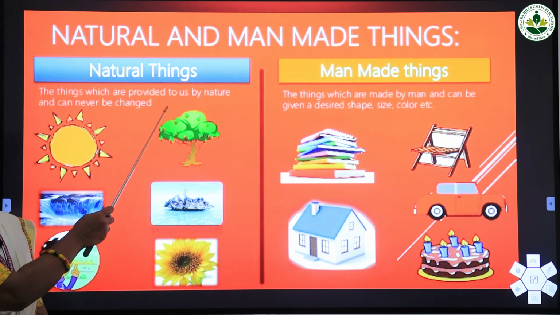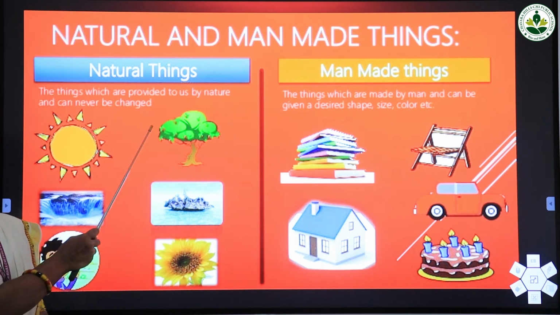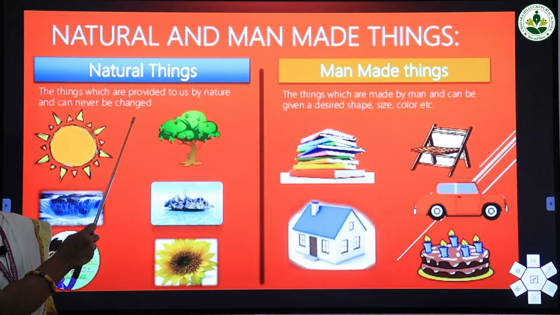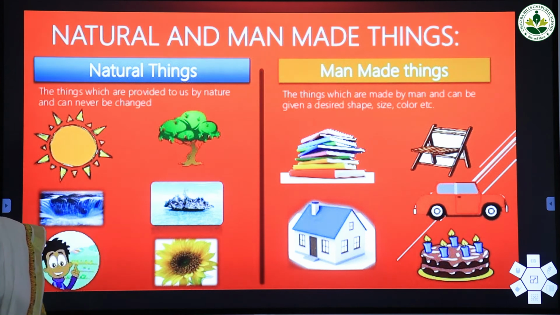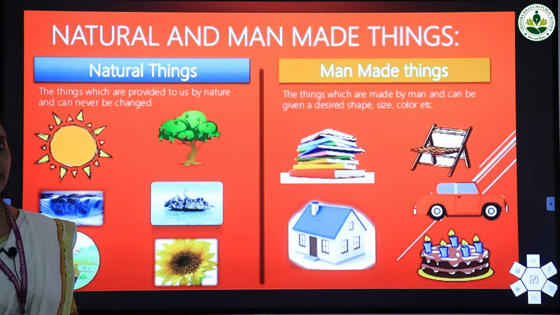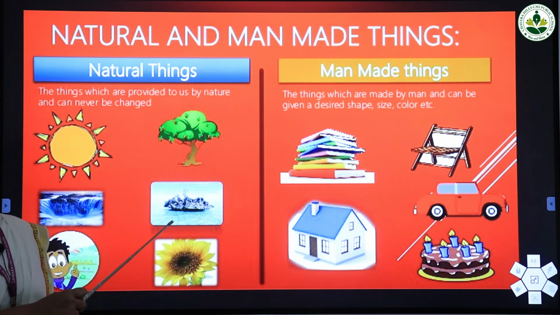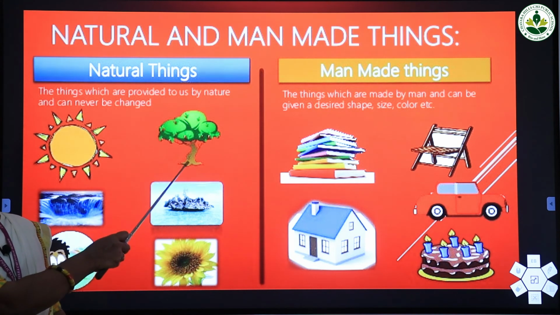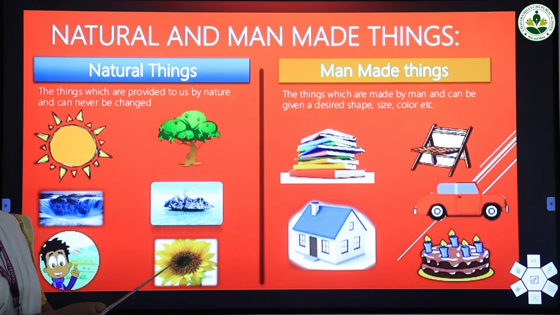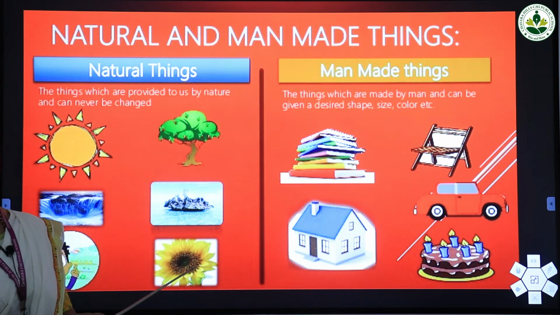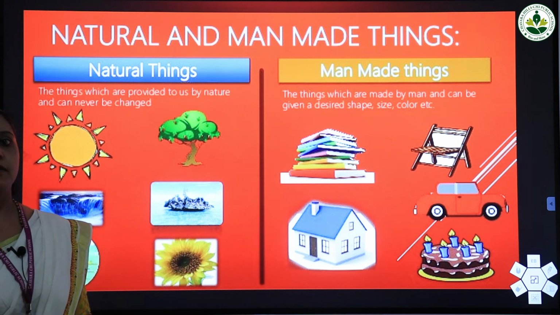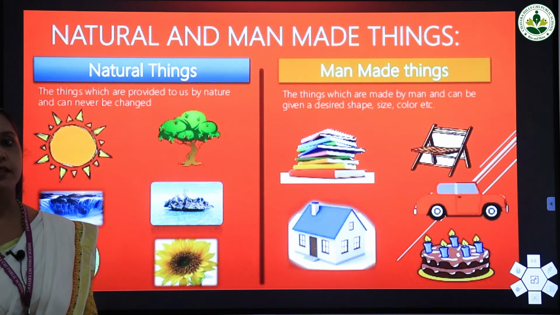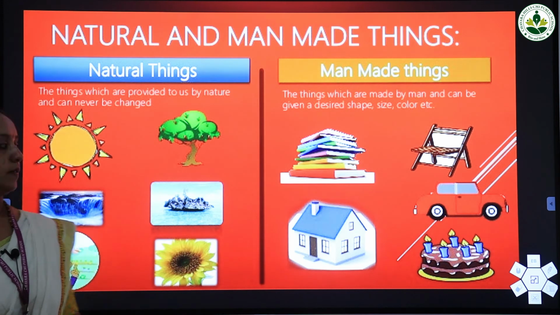Here the things which are provided to us by nature and can never be changed, the natural things can never be changed. They are provided by nature, and that is why they are known as natural things. So all the natural things are found in nature. Now these consist of both living things and non-living things. See the tree here, this is a living thing, and the flower also can be said as a living thing. So in natural things we can see living things as well as non-living things, whereas in man-made things there are only non-living things.